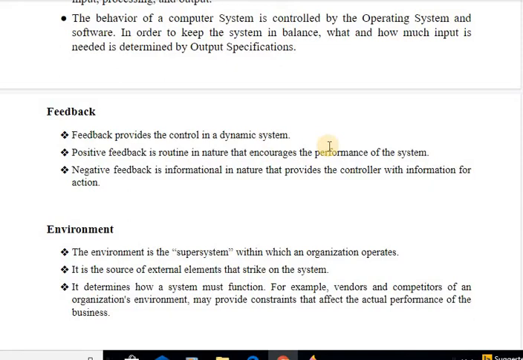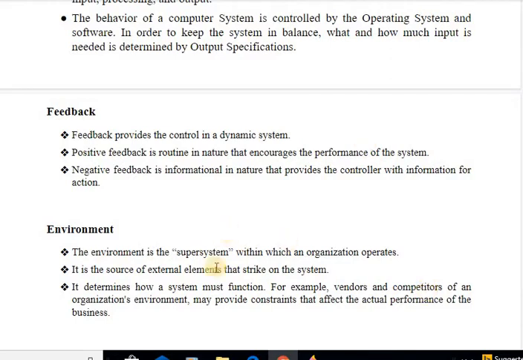Okay, in a dynamic system, positive feedback is routine in nature and encourages the performance of the system, but negative feedback is informational in nature and provides the controller with the information for the action. So negative feedback requires proper action, while positive feedback encourages the performance of your system.